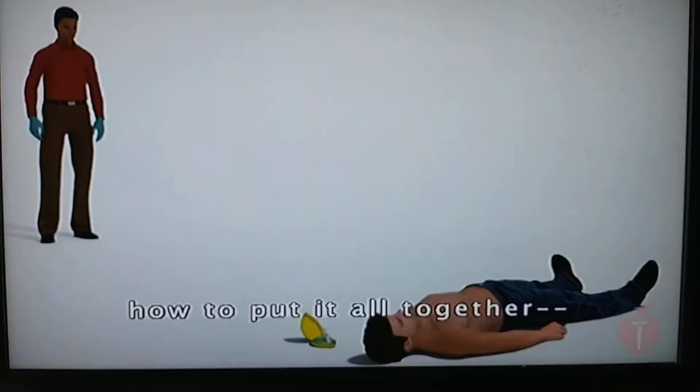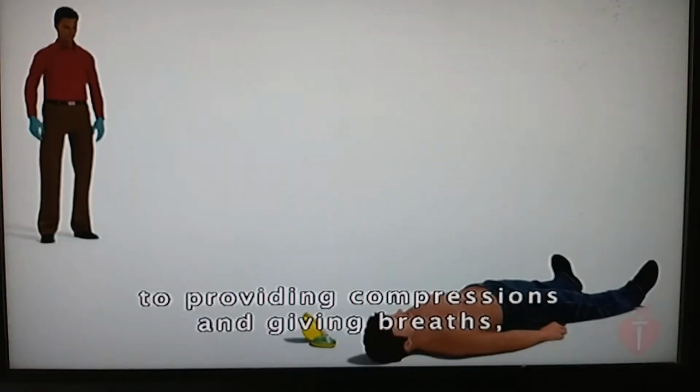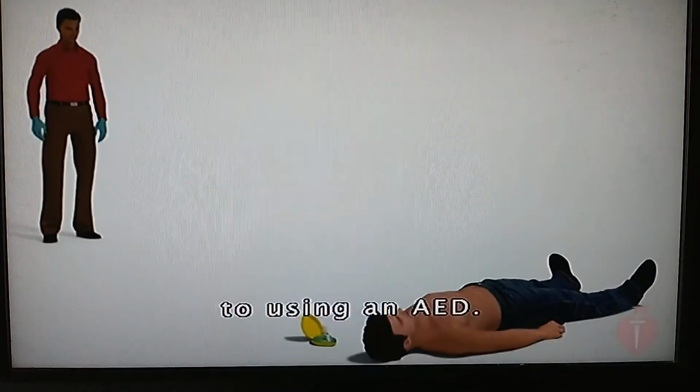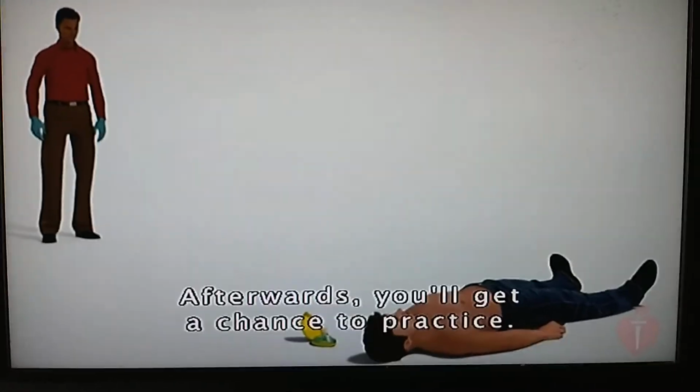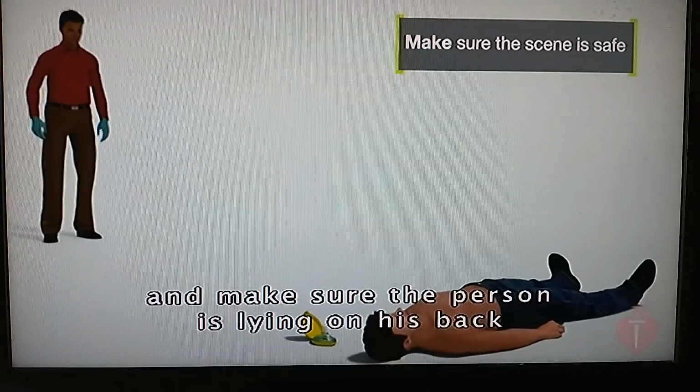Now we're going to demonstrate how to put it all together, from scene safety and assessment, to providing compressions and giving breaths, to using an AED. Afterwards, you'll get a chance to practice. First, check to make sure the scene is safe, and make sure the person is lying on his back on a firm, flat surface.